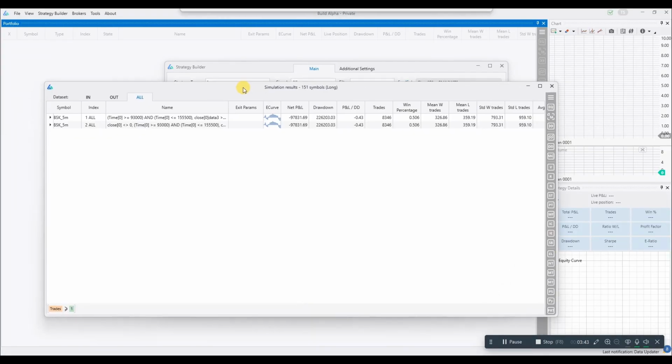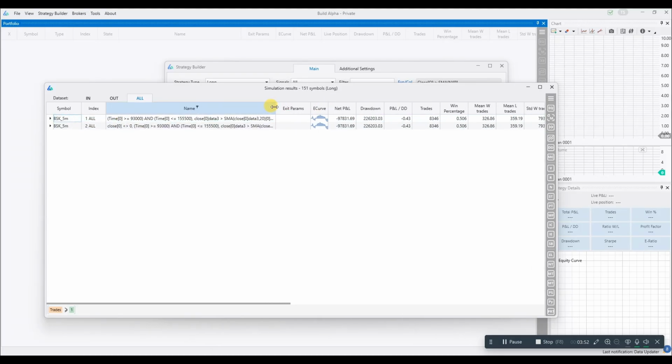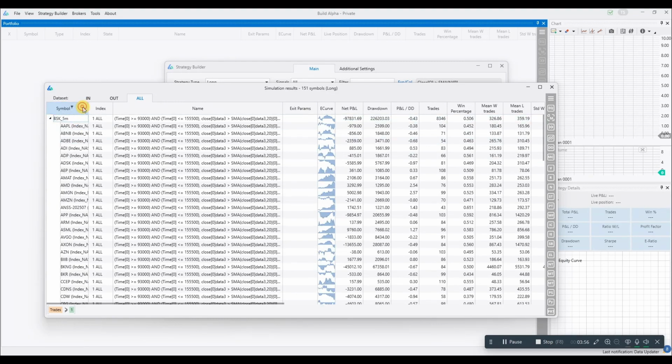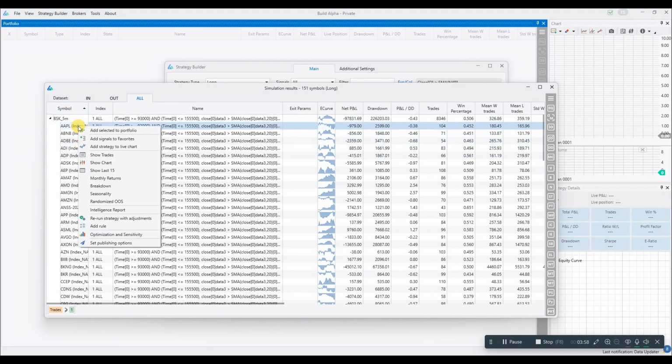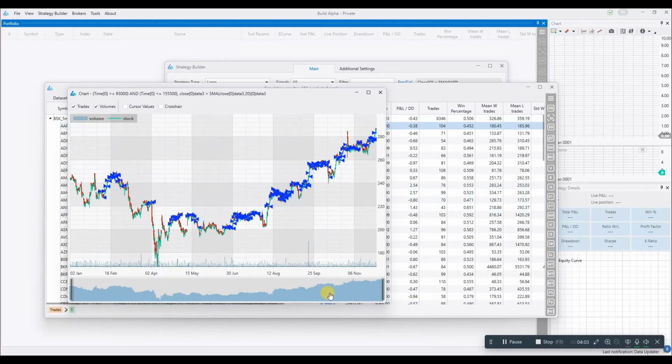Then I have this results window. These are the same. One of them just has a default. That's just because of the number of rules I permitted Build Alpha to use. Anyways, you can just come in here and sort. We'll take a look at Apple, right click, show chart. Try to find a good one here.